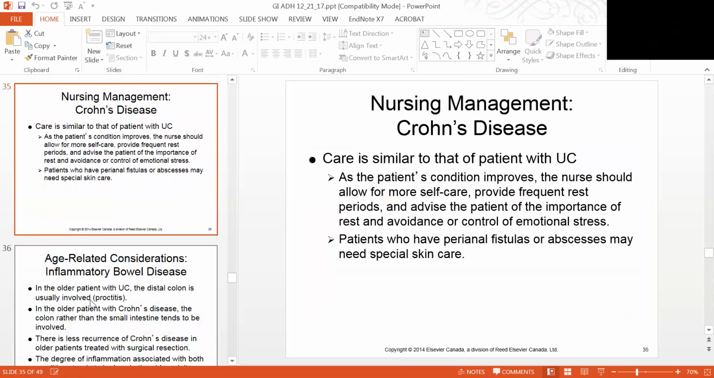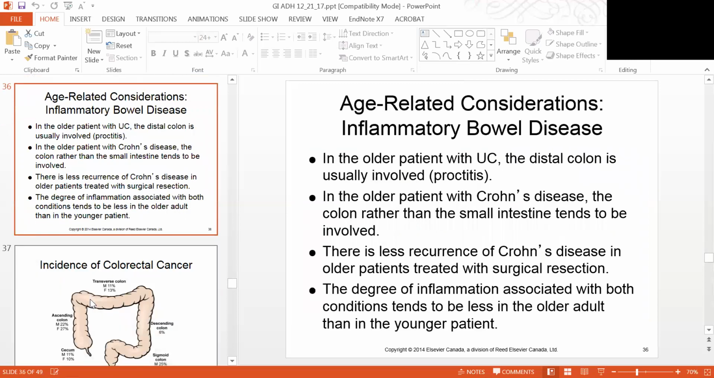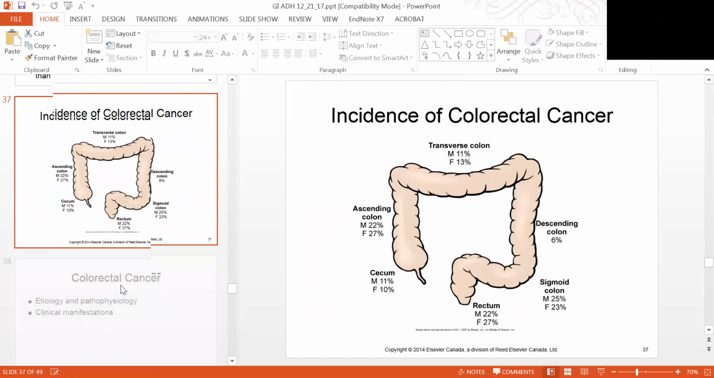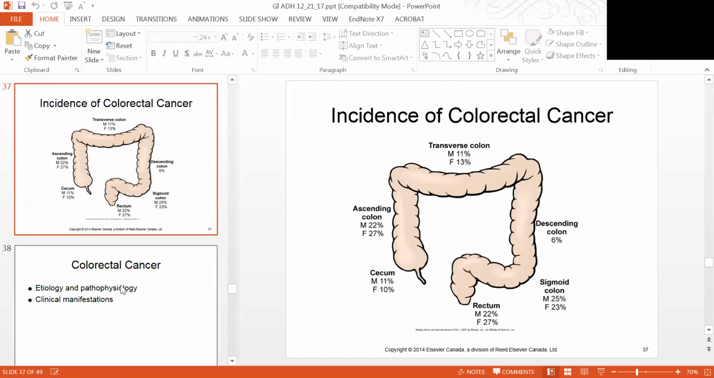And really trying to help that patient relax and rest. That's really the most important thing. Making sure they have their medications. If they have any perianal fistulas that can happen with ulcerative colitis, then they will need some special care, making sure that stool is removed and that area is kept nice and clean. We've talked about Crohn's. Yeah, I think that's all I wanted to say about that. This is a good diagram, knowing that there is a higher incidence of colorectal cancer.